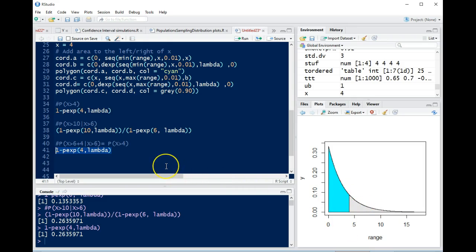All right, so hopefully this video helped you understand how you can use the memoryless property for an exponential distribution and RStudio.